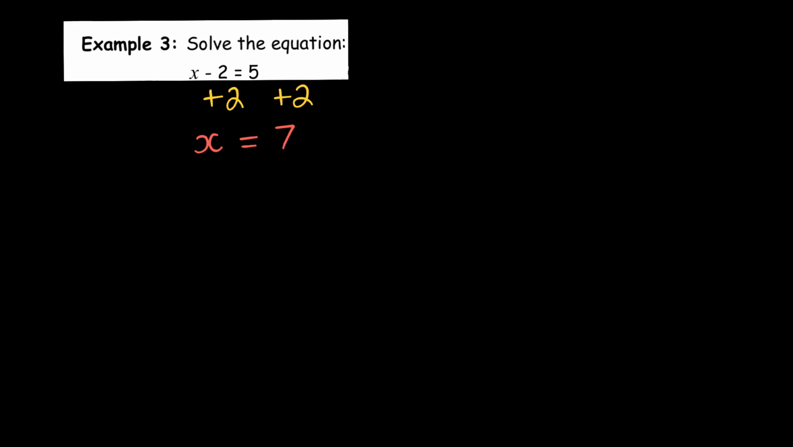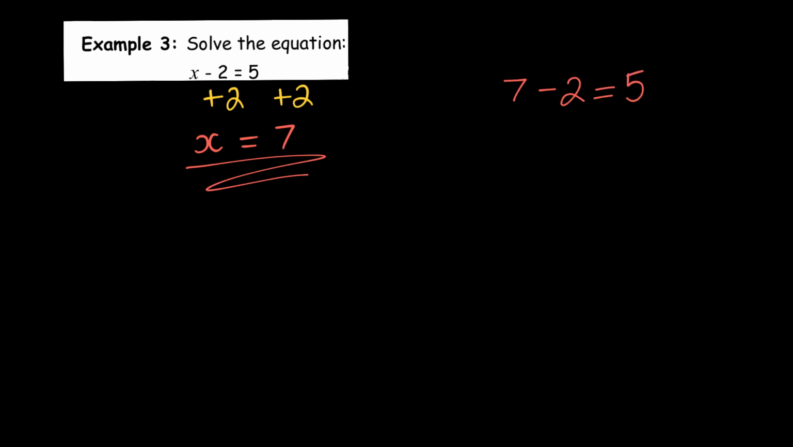And if you want to check that, what you can do is go back to your original question and say if you're trying to give an answer of x equals 7, then 7 take away 2 has to be equal to what's on your right-hand side, which is 5. And you can check that really, really quickly.